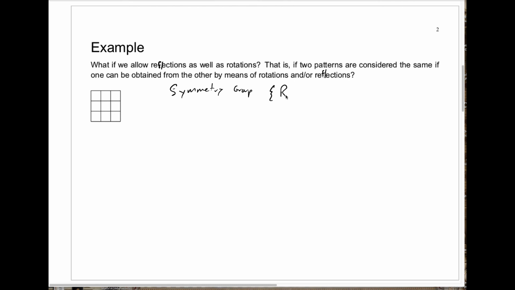We still have the rotations R0 for the identity rotation, R1, R2, and R3, but we now have these reflections. And what reflections do we have? Well, we could reflect about this line. I'll call that one F1. We could reflect about a vertical line through the middle. I'll call that one F2. But don't forget, we also have a possible reflection about this diagonal. I'll call that F3. And about this diagonal, F4.